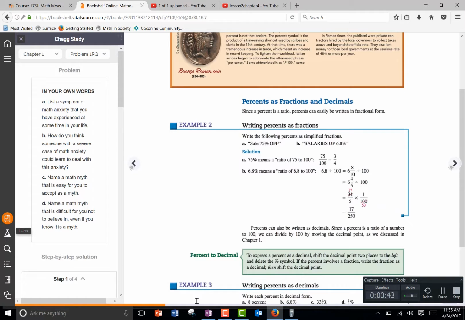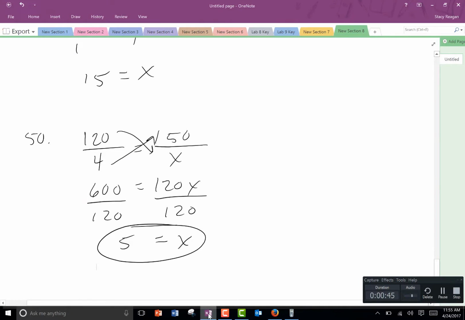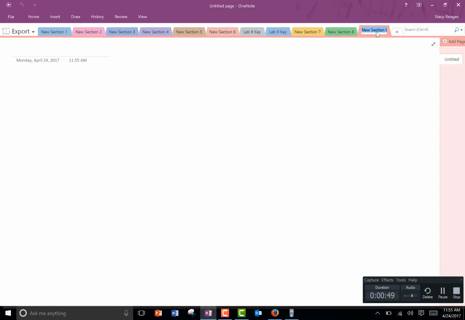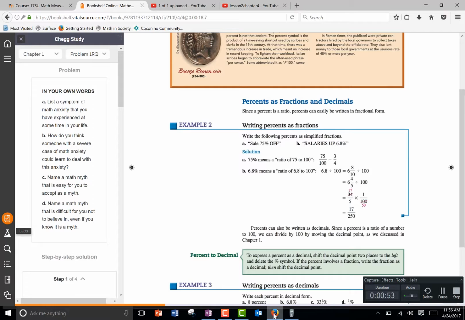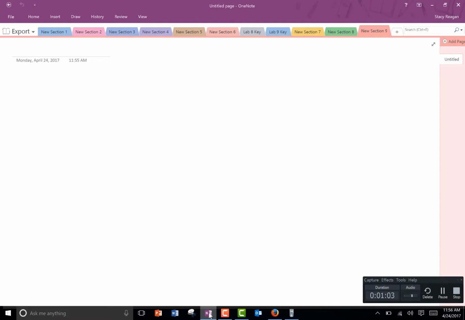And if you notice on your outline, you are told to work through example 2. So we're going to look through that one first. So let's go back to our book and pull that one up. It says write the following percents as simplified fractions. So every time you have a percent and you want to write it as a fraction, you simply take the number, drop the percent sign, and write it over a fraction.